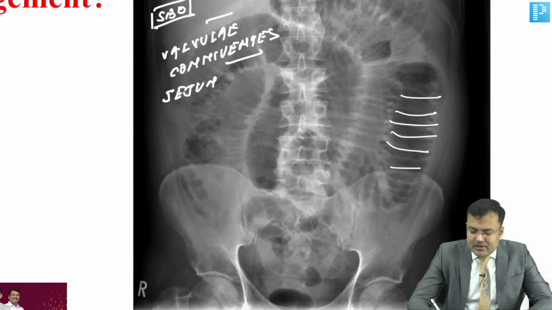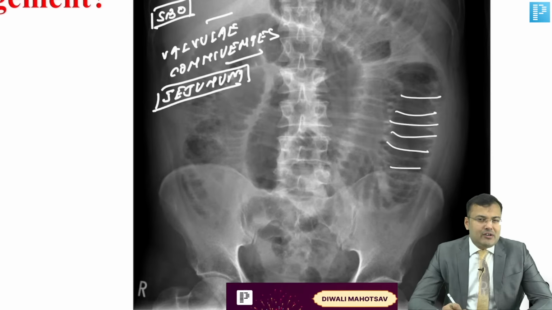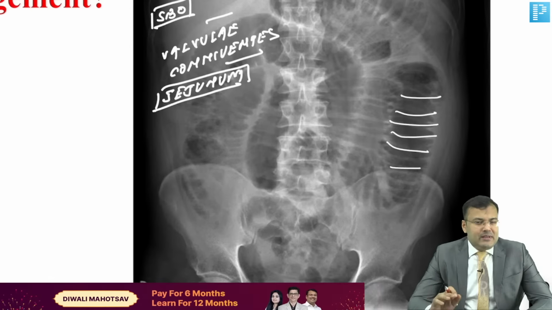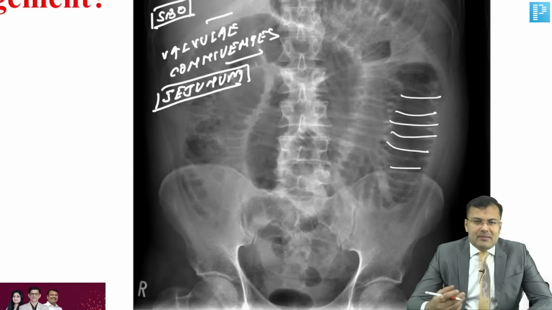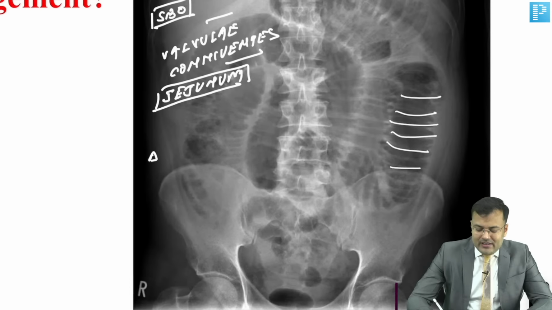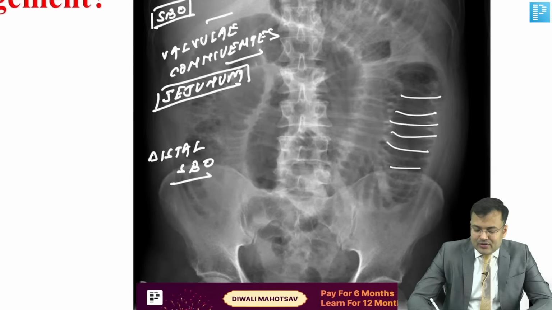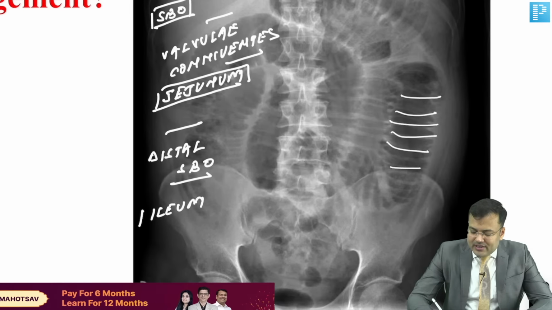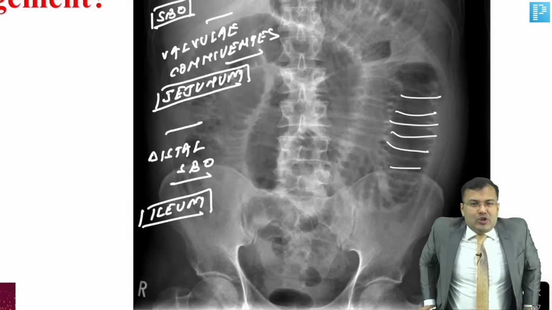And another question: if you can see the jejunum, where is the obstruction? In the proximal part of small bowel or distal part of small bowel? All of you know it is the distal part of small bowel. So, it is distal small bowel obstruction. So, where is the obstruction? In the ileum. Since the obstruction is there in the ileum, that is why the jejunum is visible.